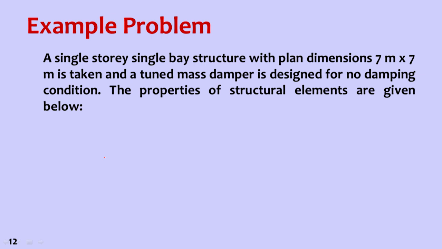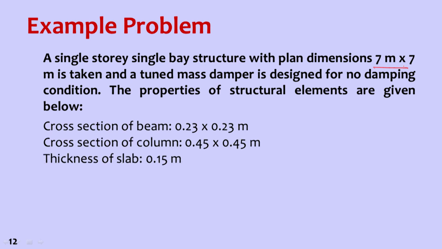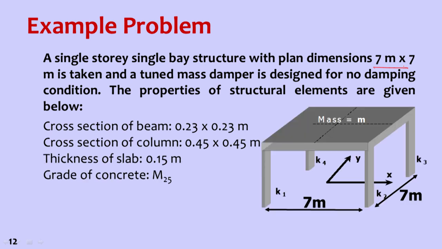So let's solve an example problem using these complex notations. A single story, single bay structure with plan dimension 7 meter by 7 meter is taken, and a tuned mass damper is designed for the no damping condition. That means when the primary structure has no damping present in it, we want to reduce the vibration energy or vibration amplitude by using tuning of a second mass. The cross section of beams, columns, thickness of slab and concrete grade are given.